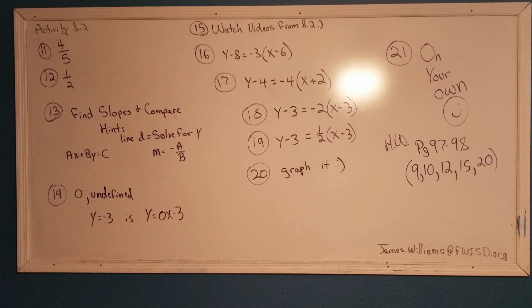I'll give you a hint. The slope is actually going to be negative a over b, and that's for every line in standard form. In order to find the slope, you would just write negative a over b. Whatever those values are, that's what you would get. All right? Number 14. 14 is interesting.